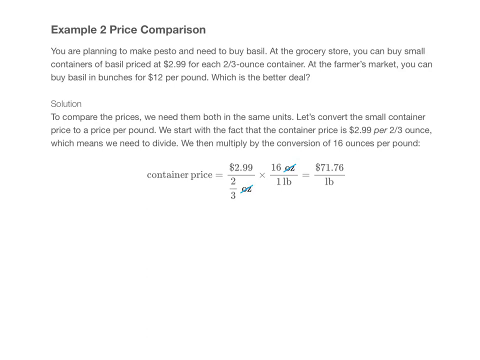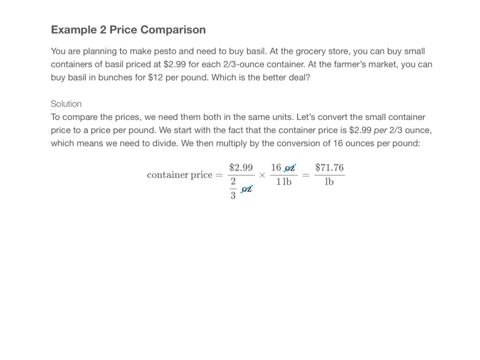But what we need to do is put these on a level playing field by converting either both of these to ounces or both of these to pounds. All right, so your textbook has chosen to convert to a price per pound, and so you'll notice what we need to do is take $2.99 for 2/3 of an ounce and then multiply by that conversion factor of 16 ounces to 1 pound.